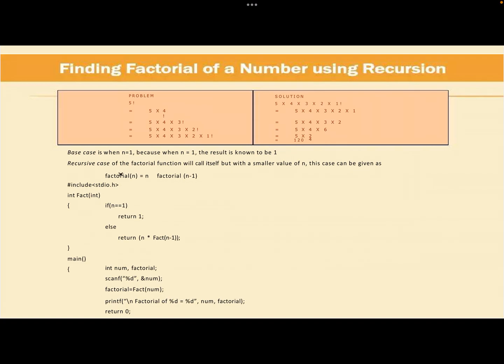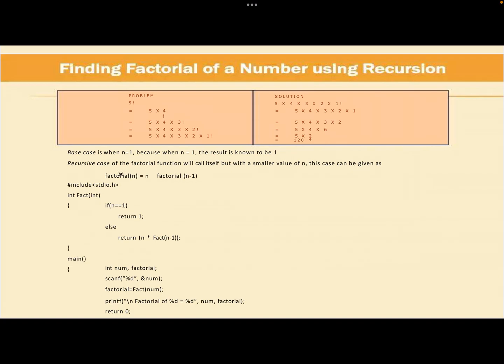Here we are reading the number in the main function, and then we are taking a variable as factorial. Now multiple times the same function will be called, so we take the value as n into factorial of n minus 1. This is called recursion. So we are reading the number and calling the function in the main function, and that is assigned to the variable factorial and displayed. You can see here the return value will always be n into factorial of n minus 1.